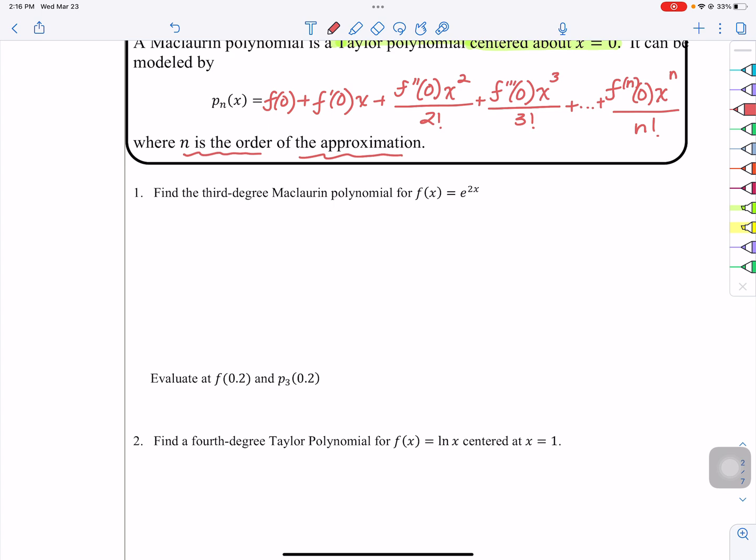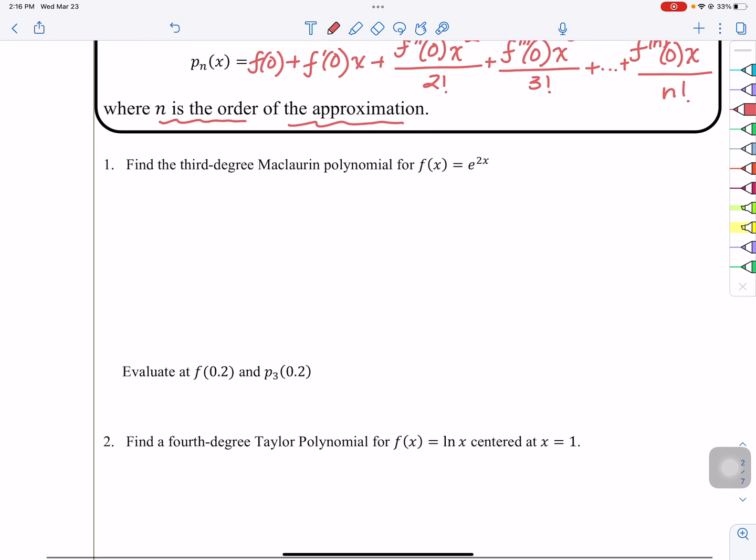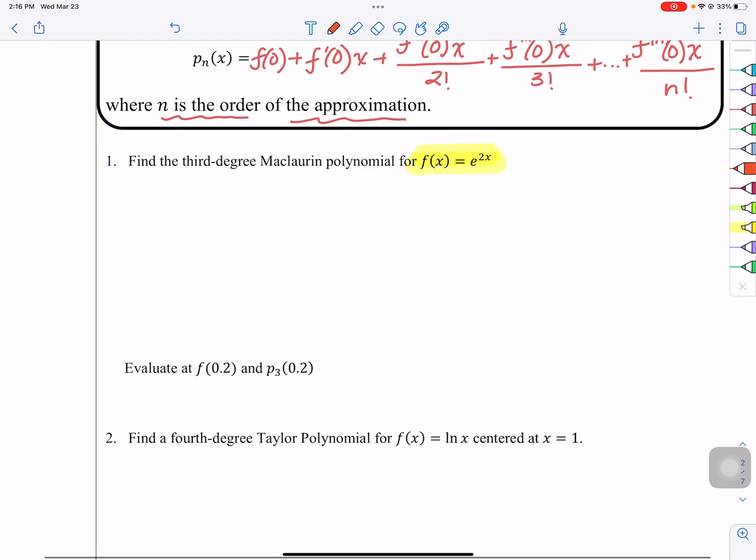Find the third degree Maclaurin polynomial for f of x equals e to the 2x. So if we want the third degree polynomial, we will need n to equal 3. Let's just leave it at that, okay? And if it's Maclaurin, we know that c is equal to 0. So let's first write out what we need.